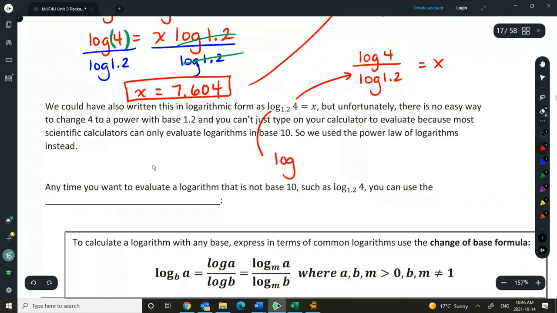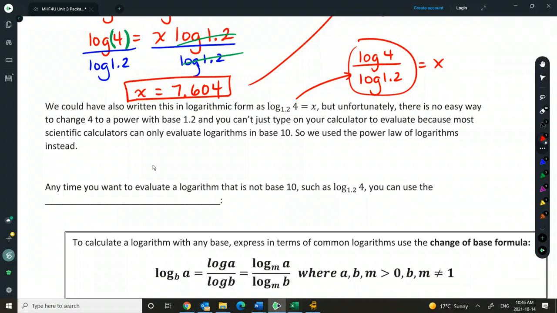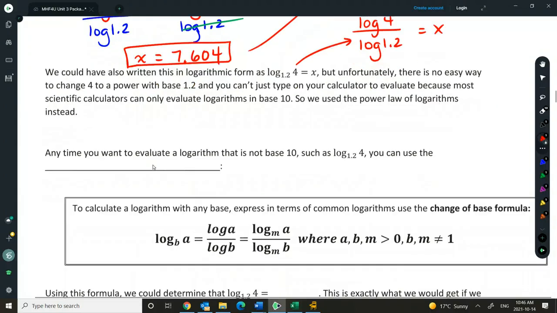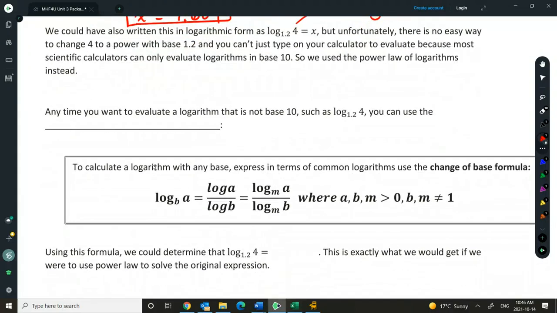Okay, so that will be for the majority of you. You will have to switch it into this form and then use just your regular log button to do log 4 over log 1.2. Anytime you want to evaluate a logarithm, such as log base 1.2 of 4, you can use the change of base formula.